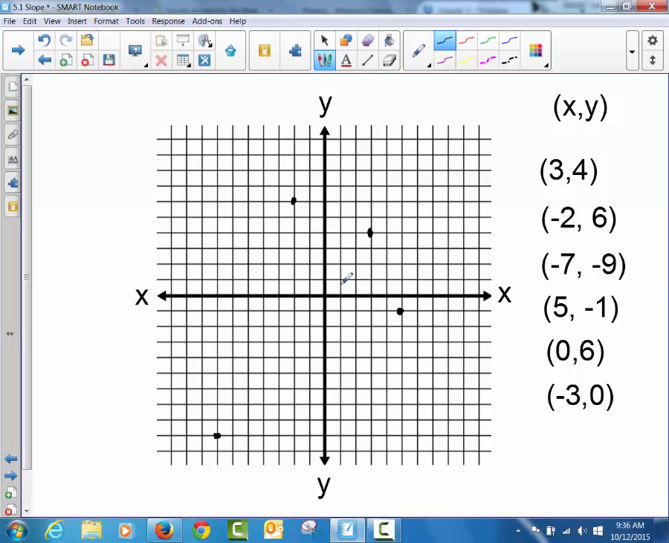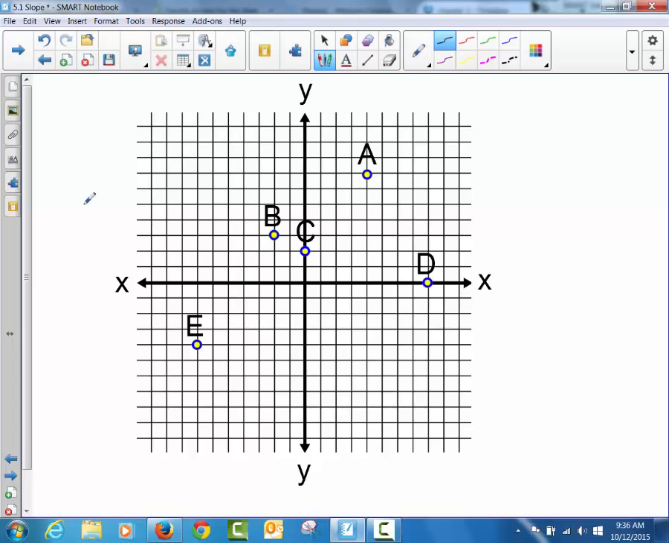Okay, (0, 6). 0 means that you do not move from the origin, and the 6 tells you that you go 6 up. 1, 2, 3, 4, 5, 6. And finally, (-3, 0). Negative 3 tells you to go 3 to the left. 1, 2, 3. And then do not move up or down. So there's our point right there.